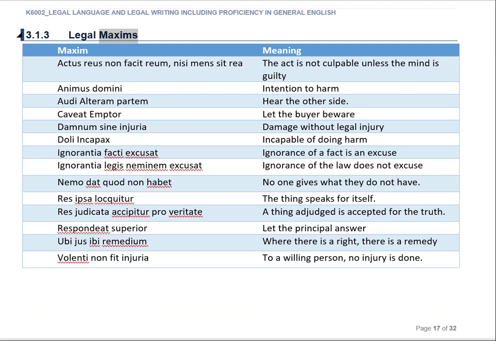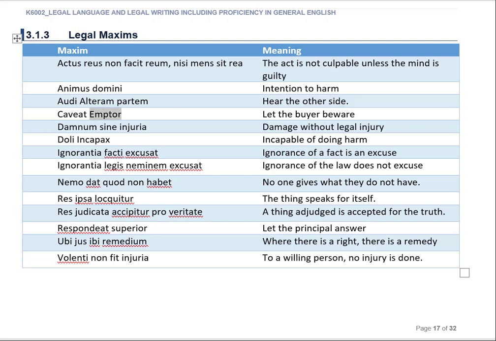Legal maxims. Maxim. Meaning. Actus non facit reum, nisi mens sit rea. The act is not culpable unless the mind is guilty. Animus domini. Intention to harm. Audi alteram partem. Hear the other side.